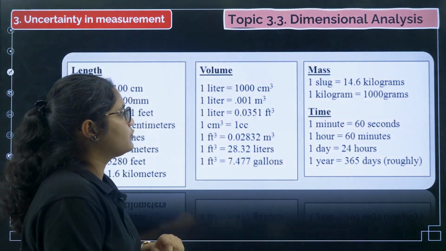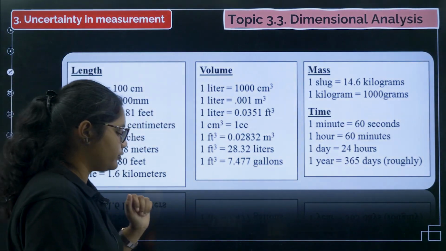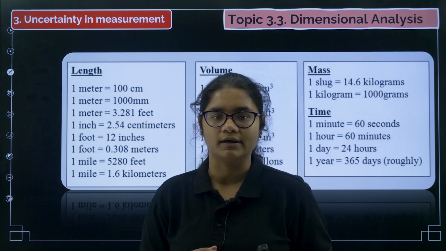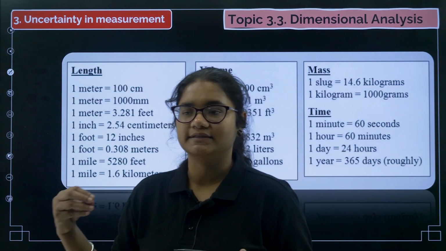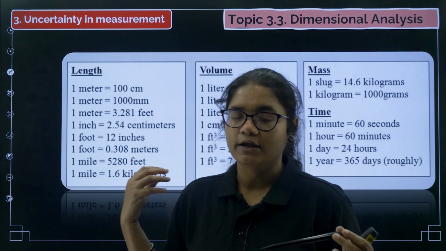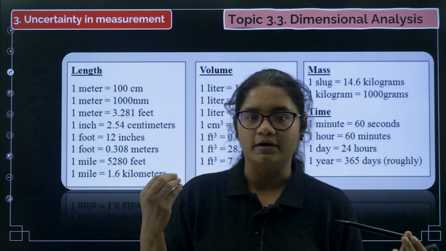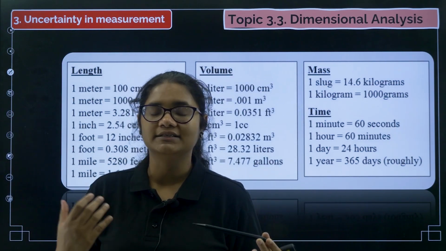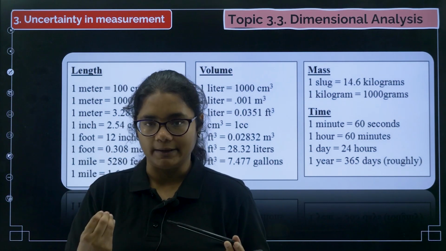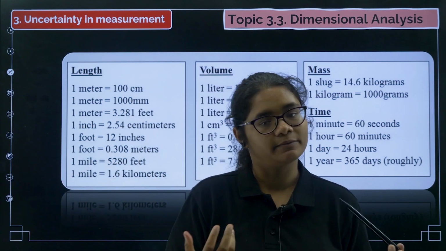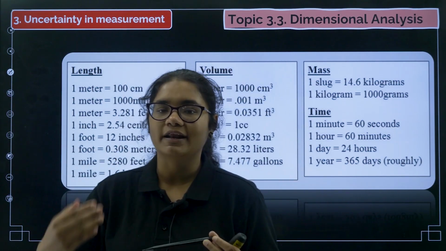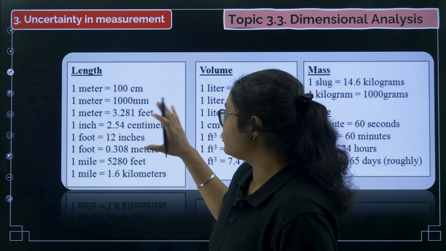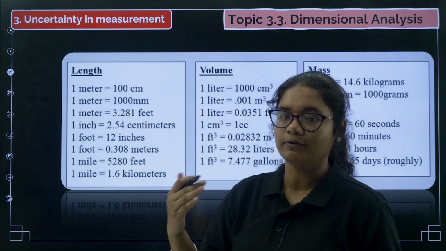Fine. Now let us go to dimensional analysis. Here you should know that there are different units for a particular fundamental quantity. Like for length you have meter, centimeter, then kilometer. For weight you have gram, milligram, centigram, kilogram. So many units are there for a particular quantity. For time you have hours, seconds, minutes. For temperature you have Fahrenheit, Celsius, Kelvin, right? So you should know how to convert from one unit to another unit.